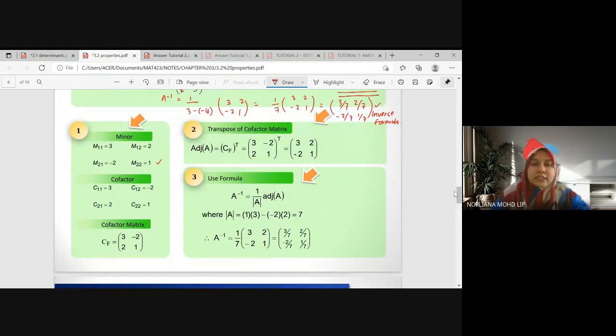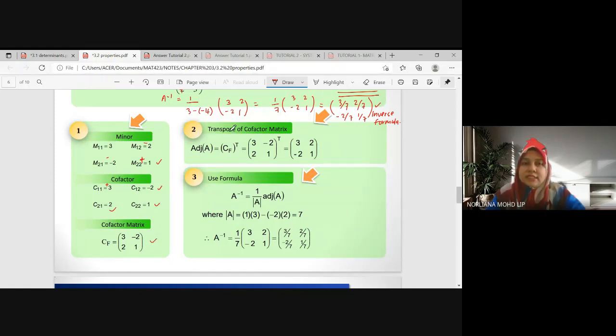Then the cofactor is the positive and negative sign of a minor. Okay, this one is positive. This one is negative, negative minor, so we have negative 2. This one is negative, so positive 2. This one is positive, so positive 1. So this is the cofactor of the matrix.